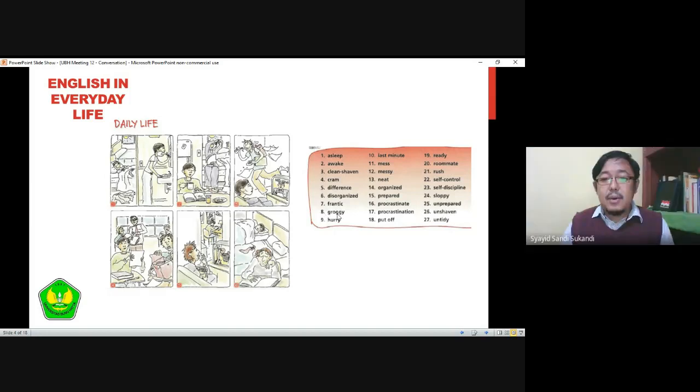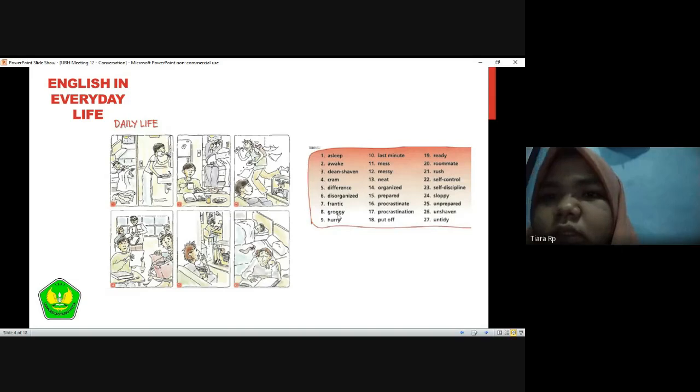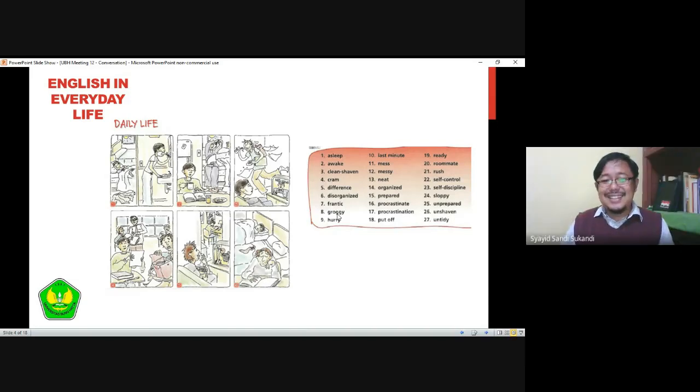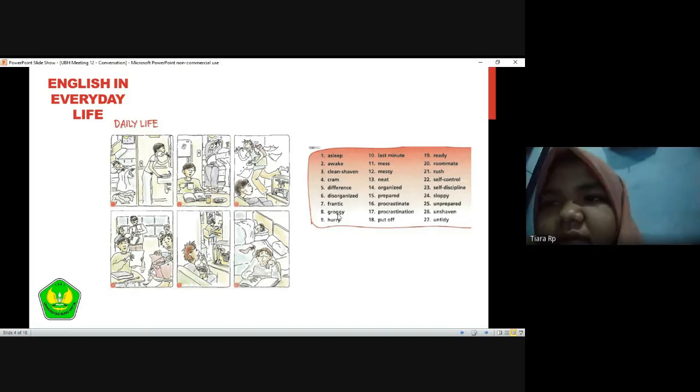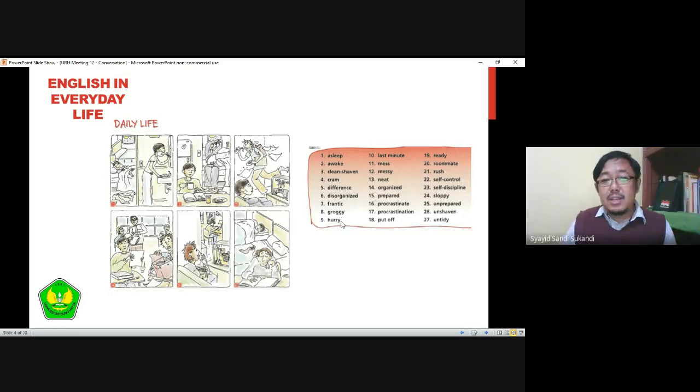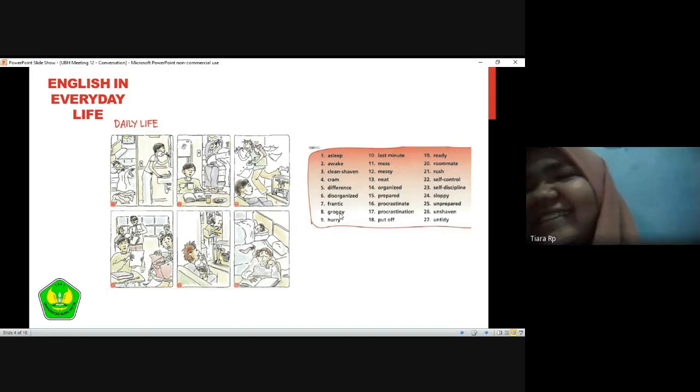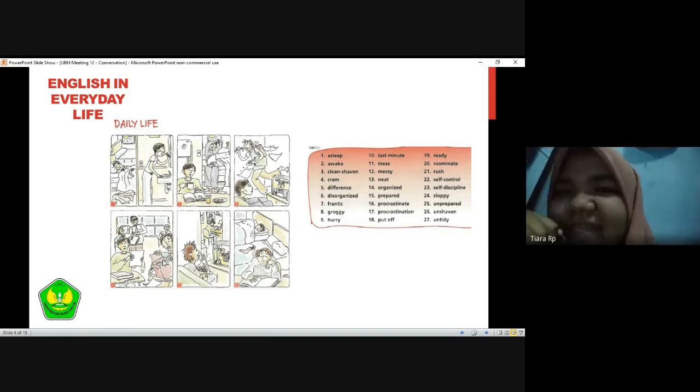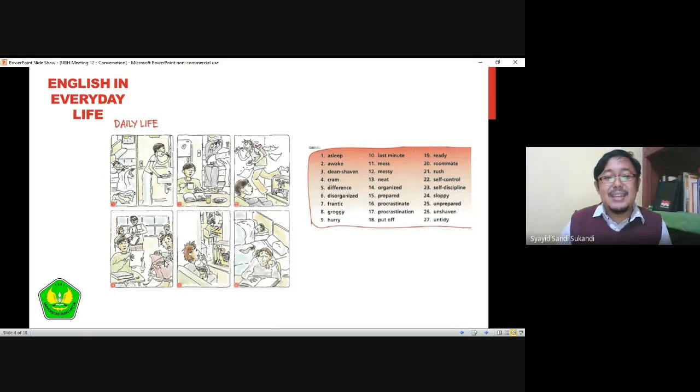And number eight, grogi. Ini bahasa Inggris ternyata sudah masuk ke Indonesia. Katanya gua grogi coy katanya. Grogi ternyata bahasa Inggris. Groggy. For example, if your lecturer asks you for your assignment, do you bring that? If you don't bring it, you feel groggy. You feel nervous, nervous in a negative sense.